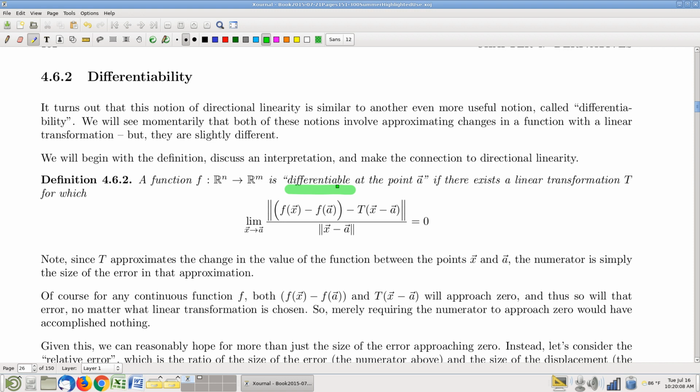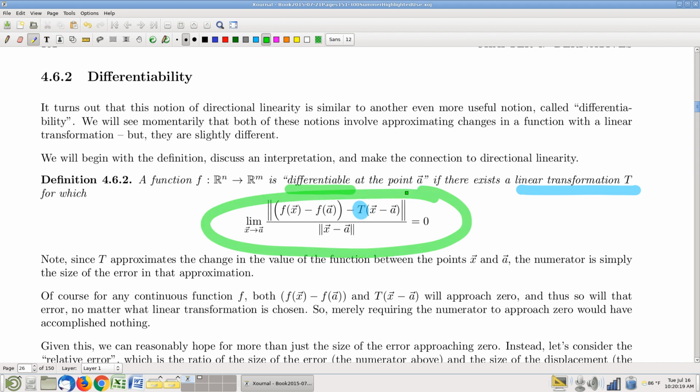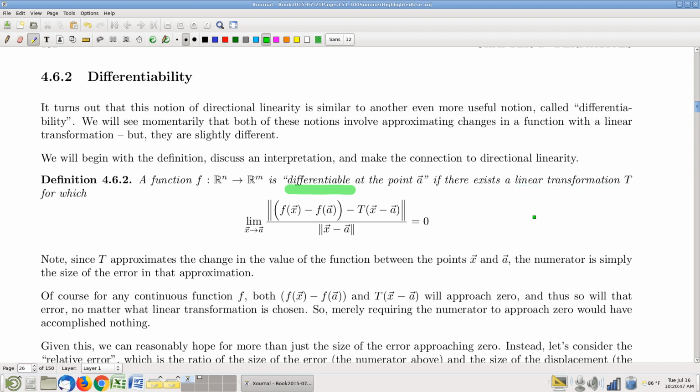But I want you to be aware that there is this thing called differentiability, and that the requirement that there exists a linear transformation T such that this limit, this is a multivariable limit, is equal to 0. Note that this is a non-constructive definition. I'm not telling you what T is. I'm saying a function's differentiable if you can find a linear transformation T. No promises. Right? So, it's an awkward definition. But this is what it means for a function to be differentiable.